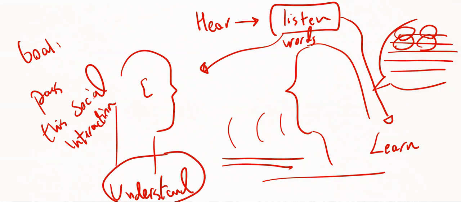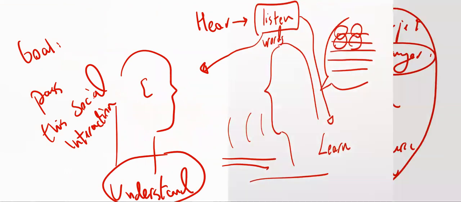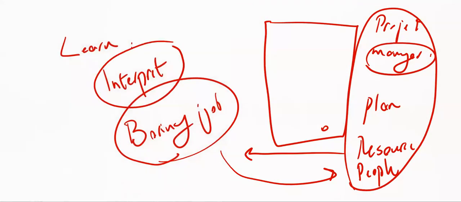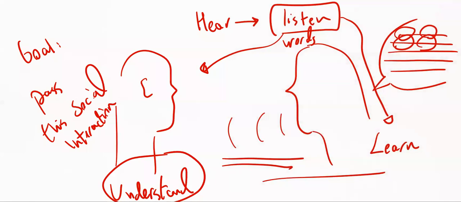If by the end of the conversation, your brain says, okay, we understand, we have an interpretation of what has been said, then you've done the most basic form of learning. This is passive learning.